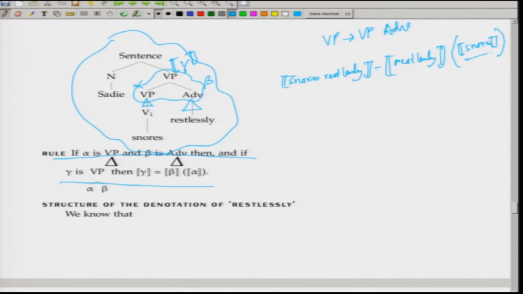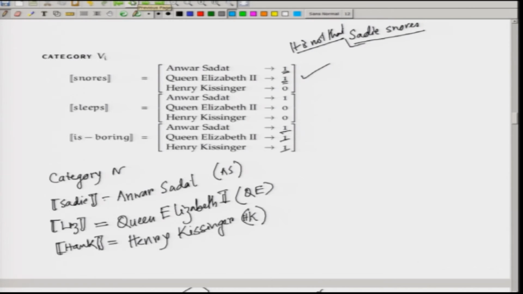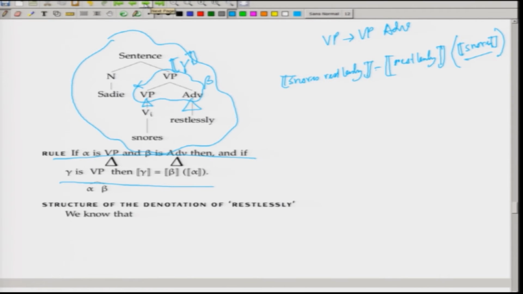We know this, we can copy paste it, and it is actually Snows. It is 1 1 0, that is Sadie Snows, then Liz Snows, but Hank does not. So 1 1 0, we remember this, we carry this there, and then let us try to do it here.